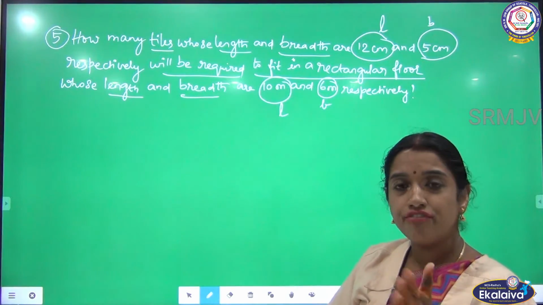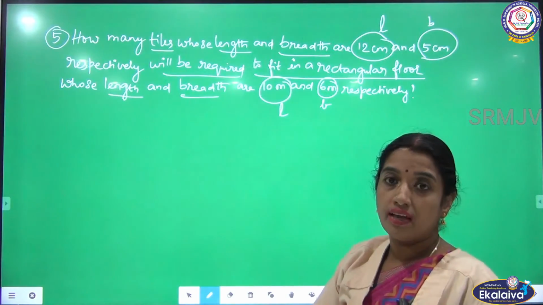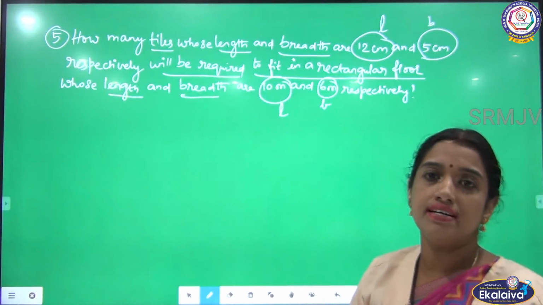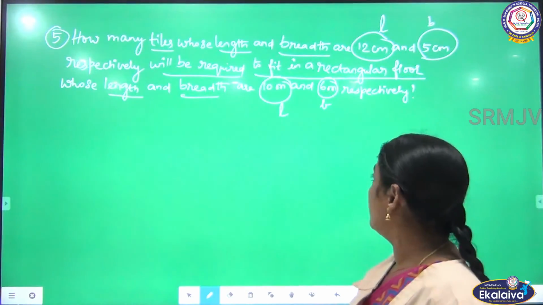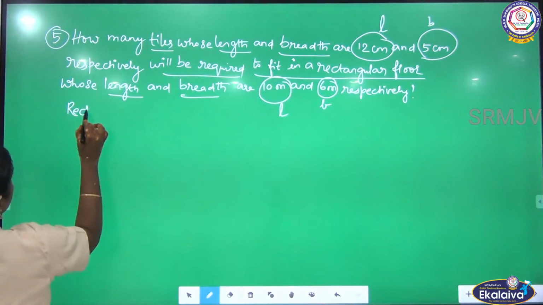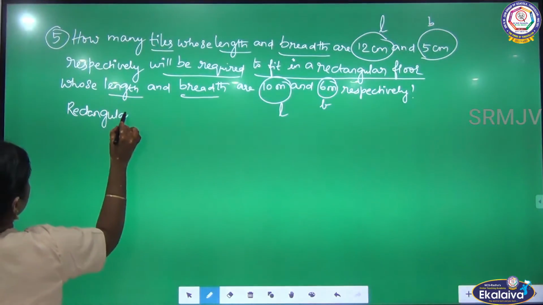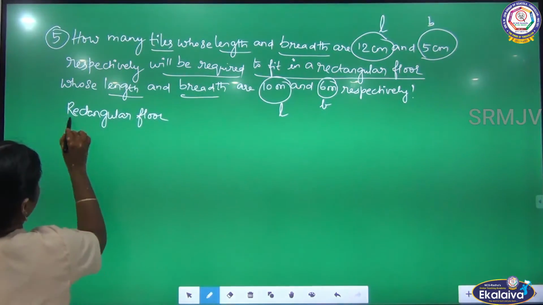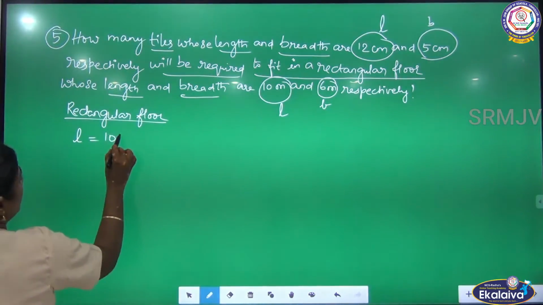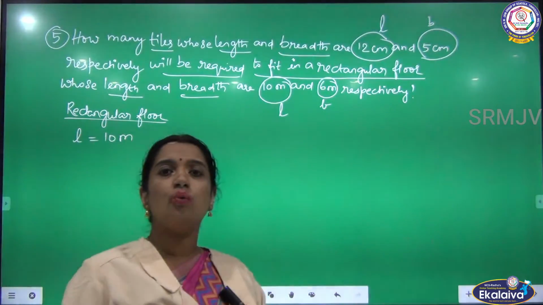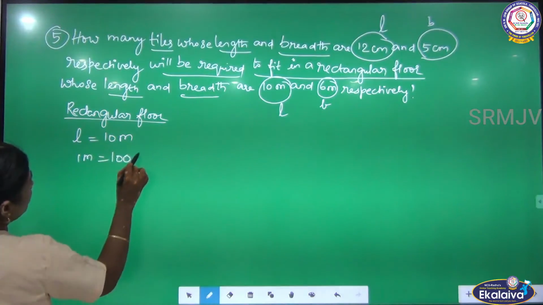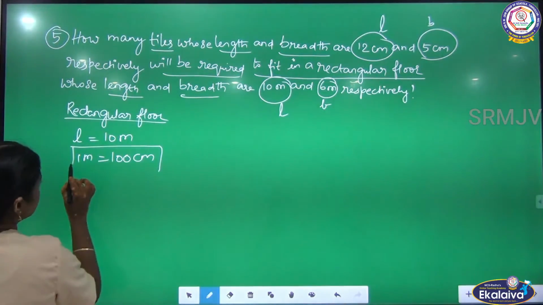In the rectangular floor, the unit is meter. But for the tiles, it is given in centimeter. So I am going to convert meter into centimeter. First, I can write the rectangular floor length as well as the breadth. What is the length? 10 meter. I am going to convert this into centimeter. Listen, children. 1 meter is equal to 100 centimeter, because the tile is in centimeter.